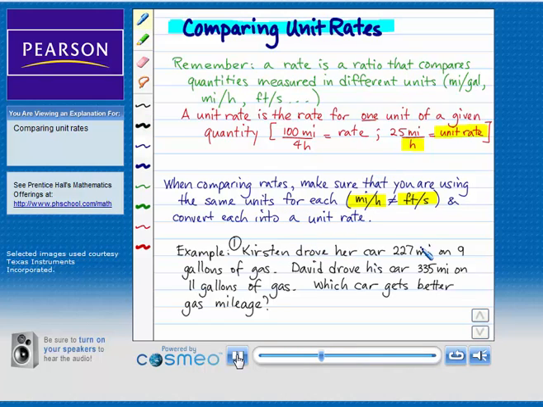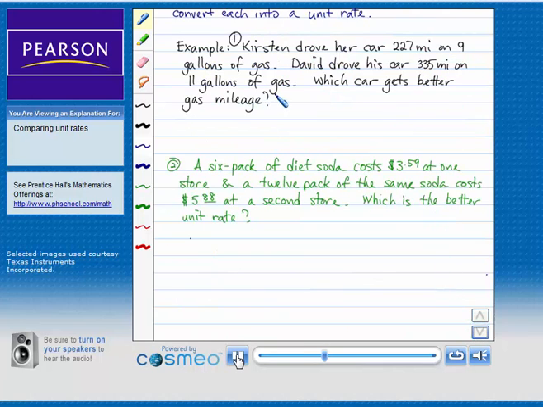Suppose Kirsten drove her car 227 miles, and then she filled up and it took her 9 gallons of gas to drive that distance. On the other hand, David drove his car 335 miles, and it took him 11 gallons of gas. And they want to know which car gets better gas mileage. Notice you can find the rate: 227 miles over 9 gallons, and David's rate would be 335 miles for 11 gallons.